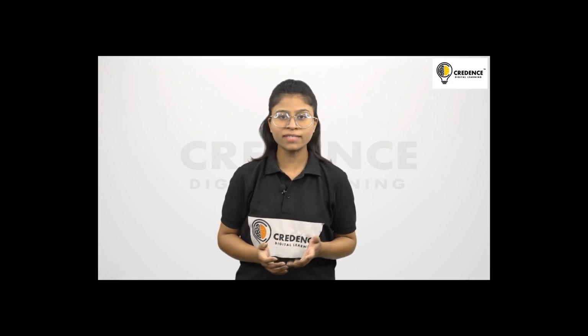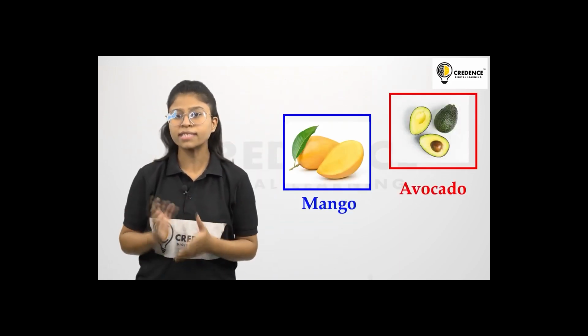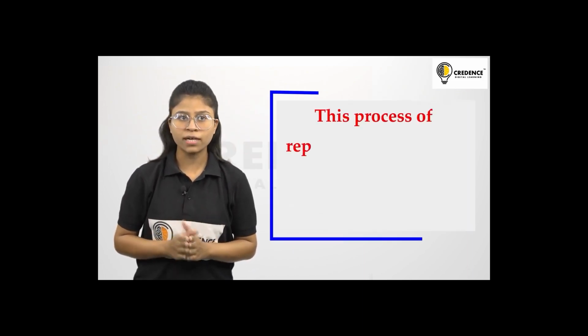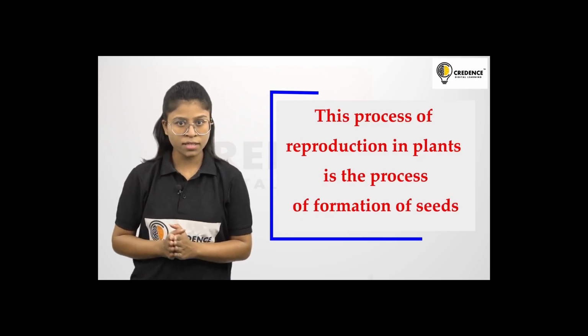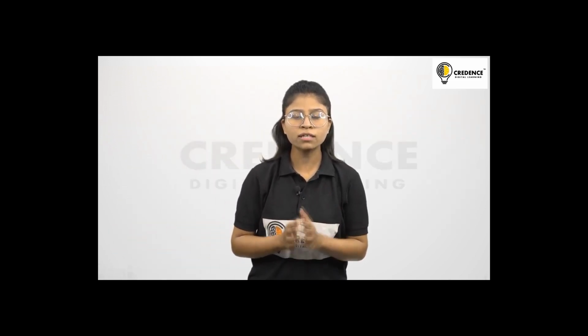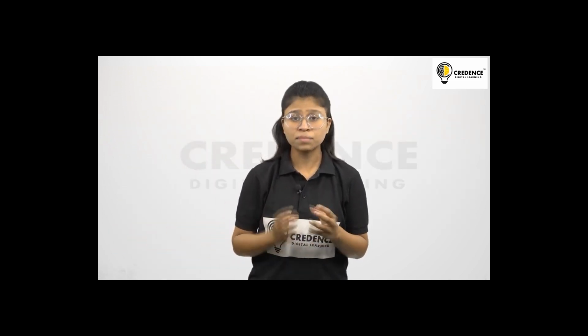So you must have seen some fruits that have seeds. Now these seeds, if they are sown in the soil, grow into a new plant, a new individual, right? The process of reproduction in plants is the process of formation of seeds. So you must not get confused with the process of growing into a new plant, right?